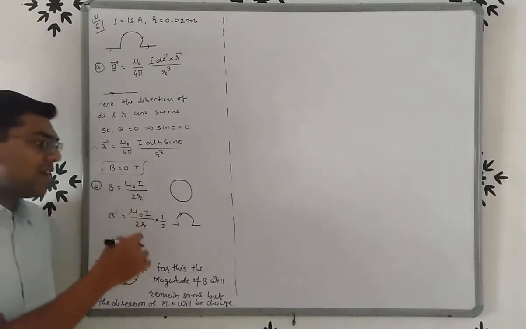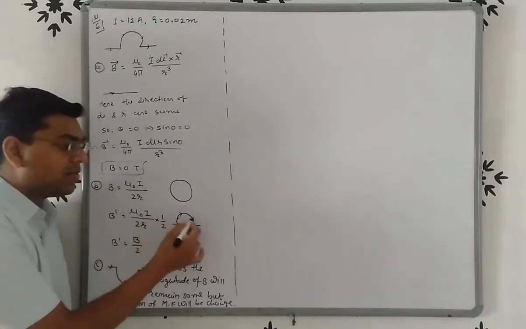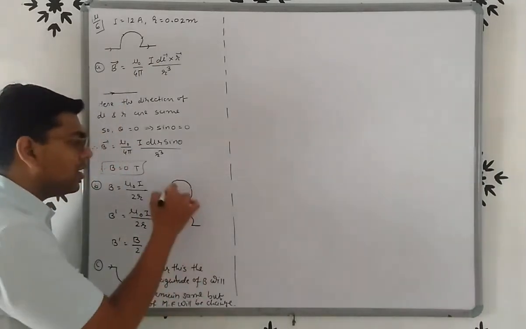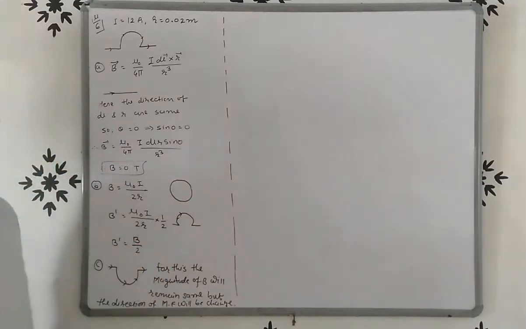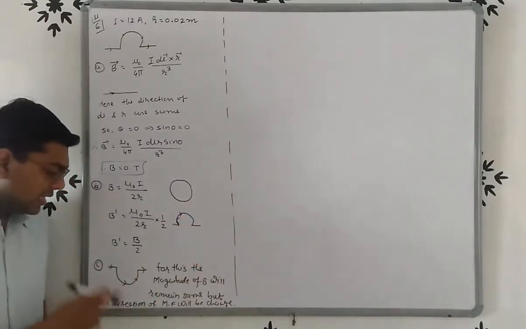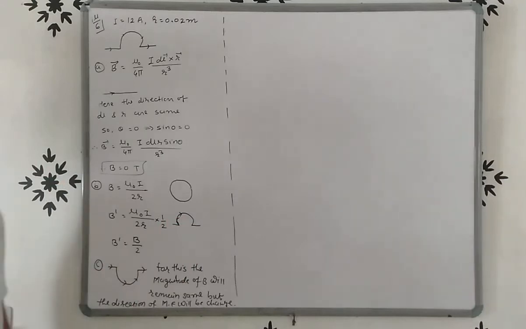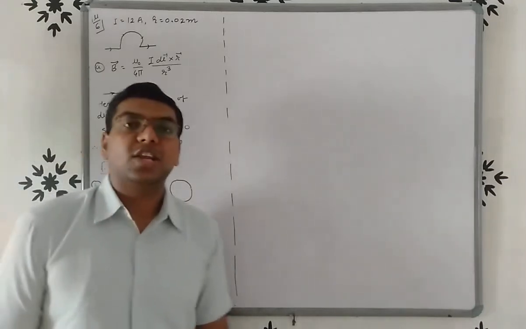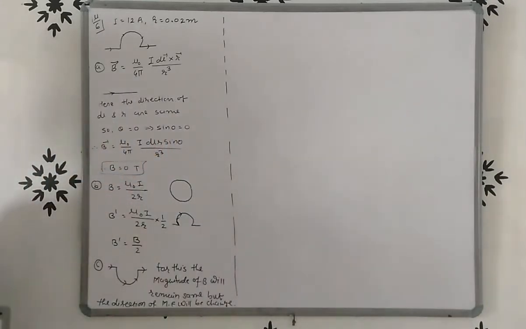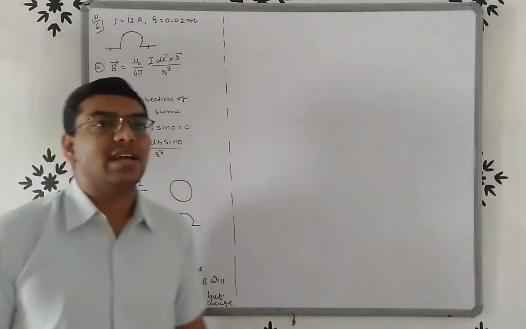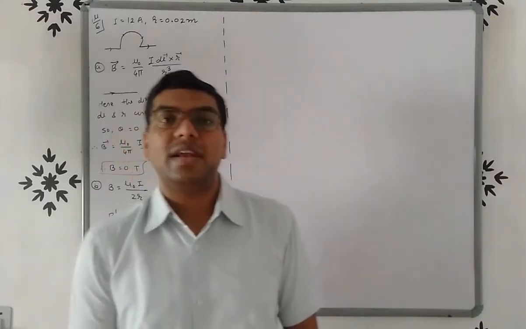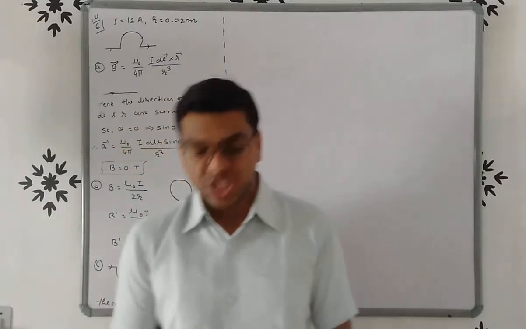If a straight wire is bent into a semicircular shape, then compared to a circular coil, the magnetic field will be halved, because the wire is bent in semicircular form. Then in the third case, if the direction of current is opposite, the magnitude of the magnetic field will remain the same, but the direction of the magnetic field will be opposite. So the magnitude remains the same, but the direction changes.